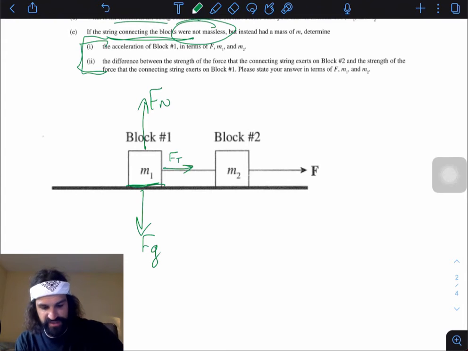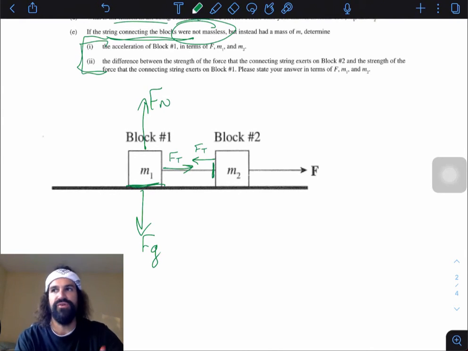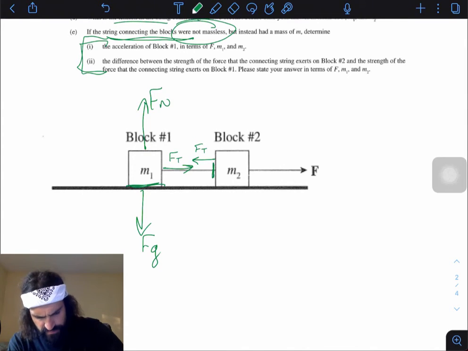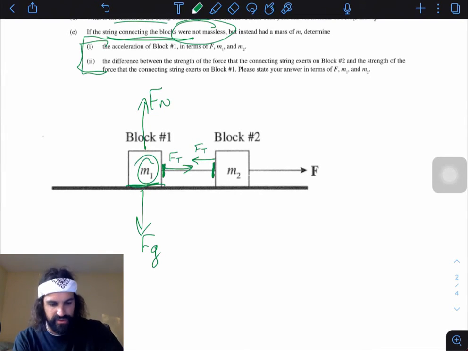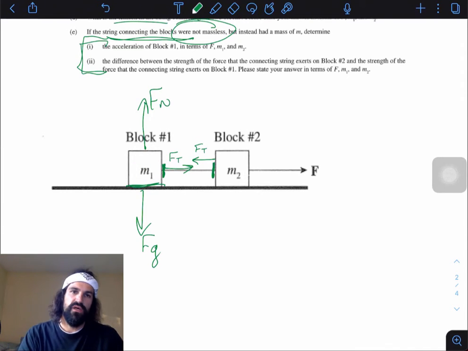Part B is asking us the same thing, but for block 2. For a massless string, those tensions are going to be equal to each other, because this rope has to pull all of the mass that's behind it and give it acceleration, whatever acceleration it may be. And it doesn't matter if you're at this end of the rope or the right end of the rope. They're both only pulling mass M1. So those tensions should be the same if the rope is massless.